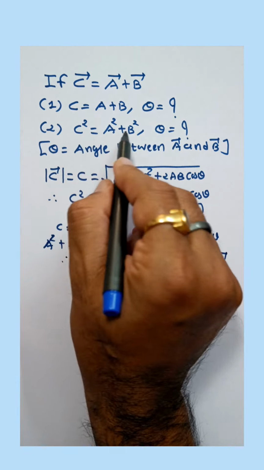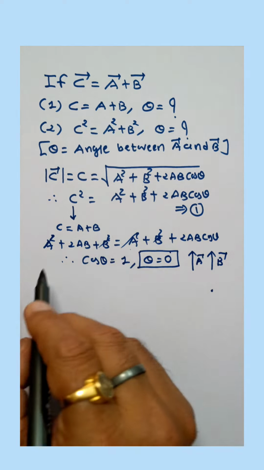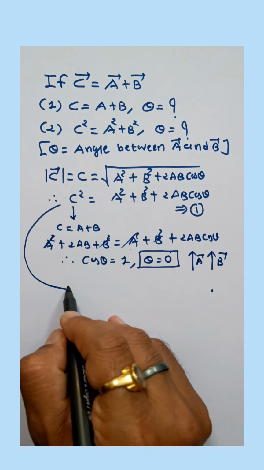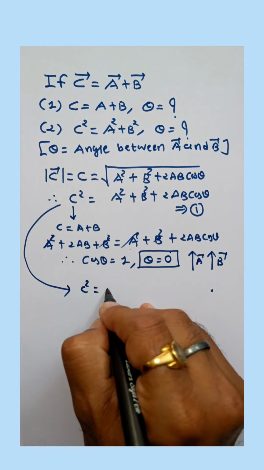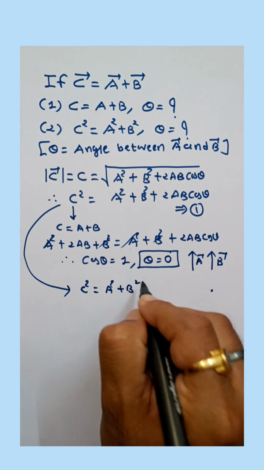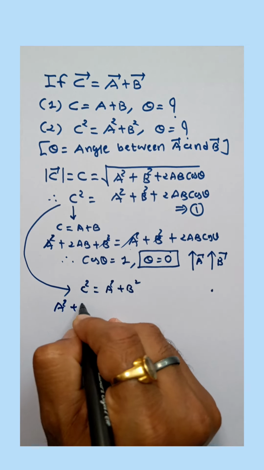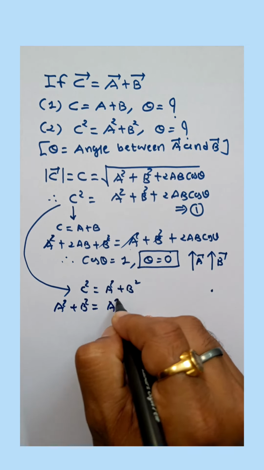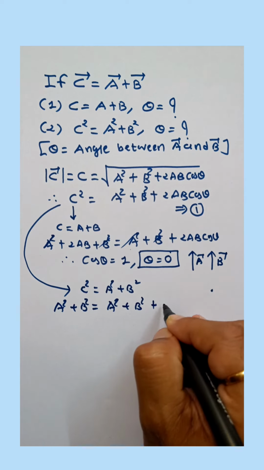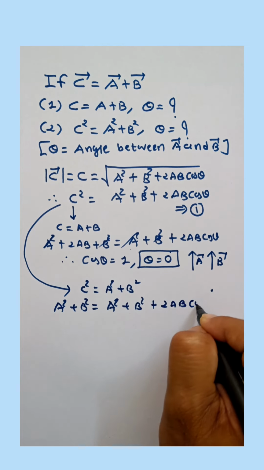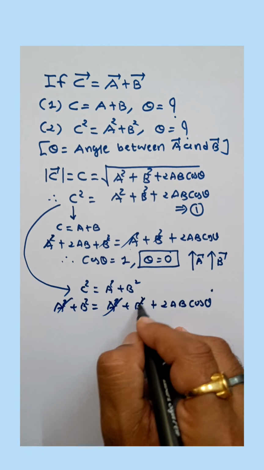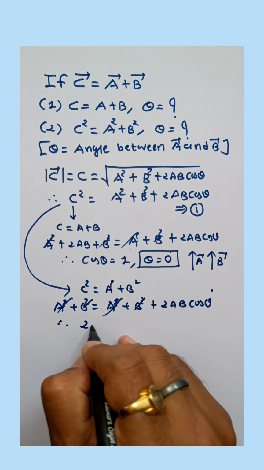Now in case 2, C square is equal to A square plus B square. So in equation 1, substitute C square is equal to A square plus B square. So A square plus B square is equal to A square plus B square plus 2AB cos theta. A square, B square cancel.